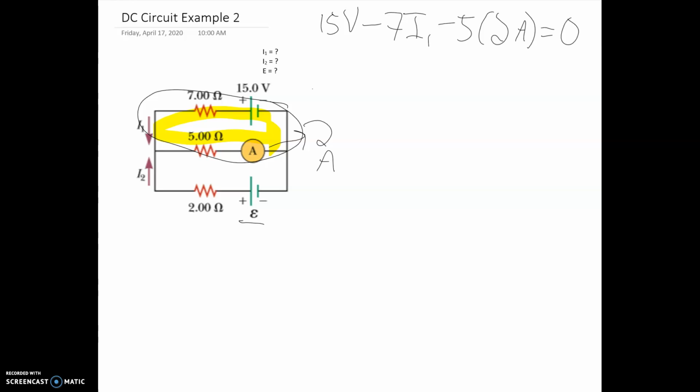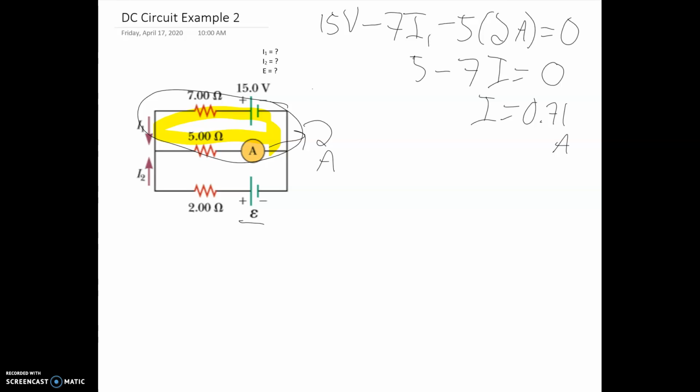5 times 2 is 10. 15 minus 10 is 5. So I'm going to have 5 minus 7 I1 equals 0. So then my value is going to be 5 divided by 7, which will be 0.71 amps.